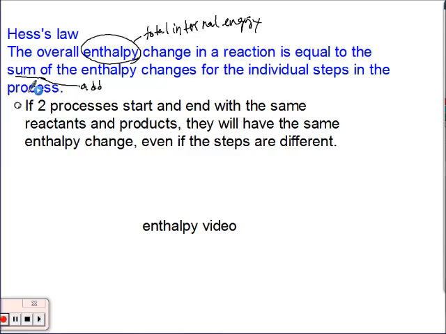If two processes start and end at the same place, same reactants, same products, they have the same enthalpy change even if the steps are different. It doesn't matter what the steps are to get there. As long as they end at the same place, they'll have the same enthalpy.